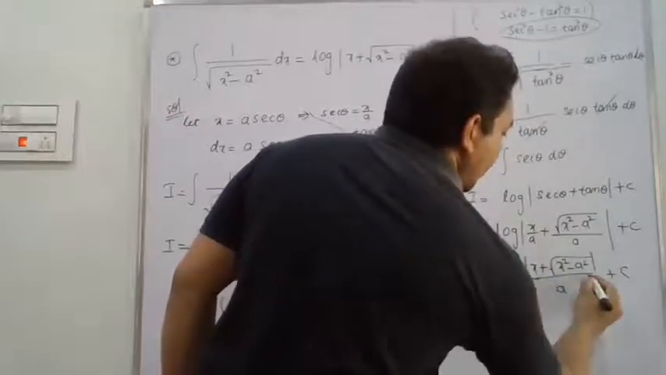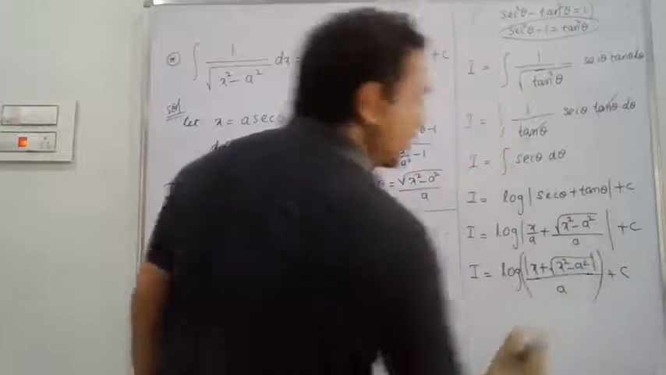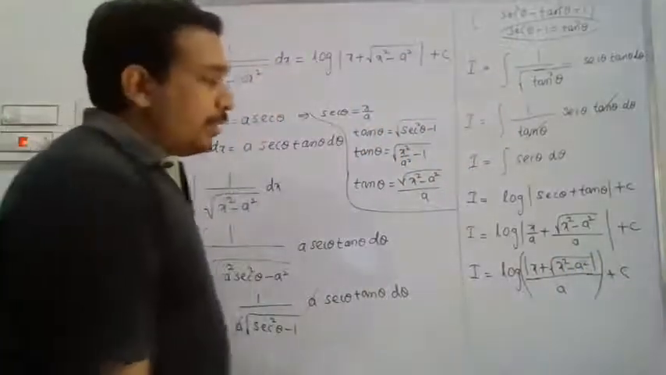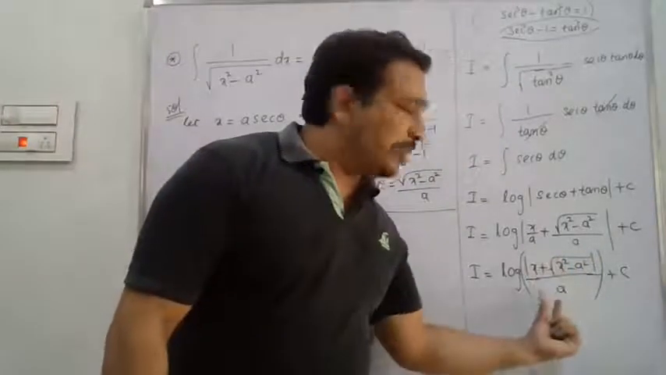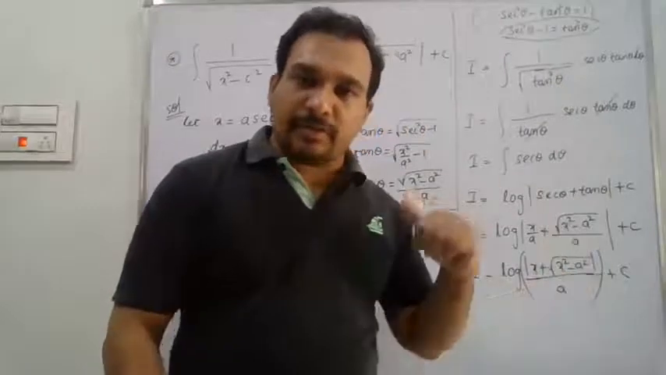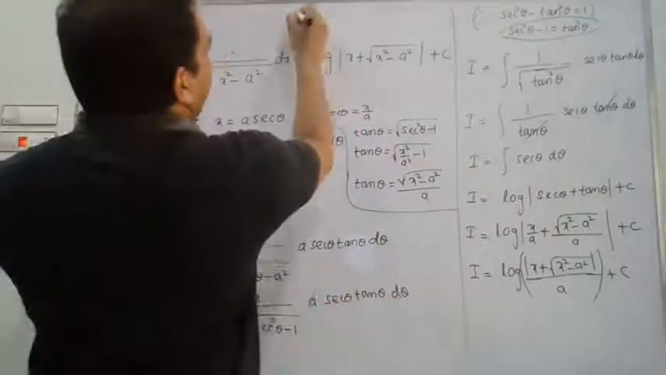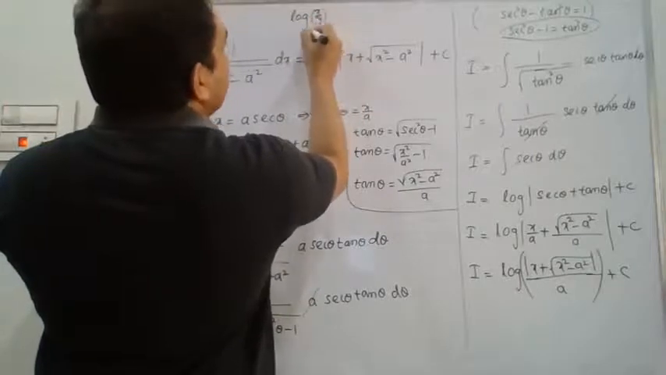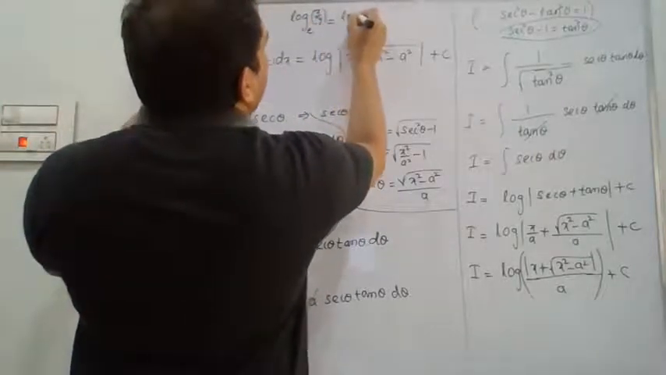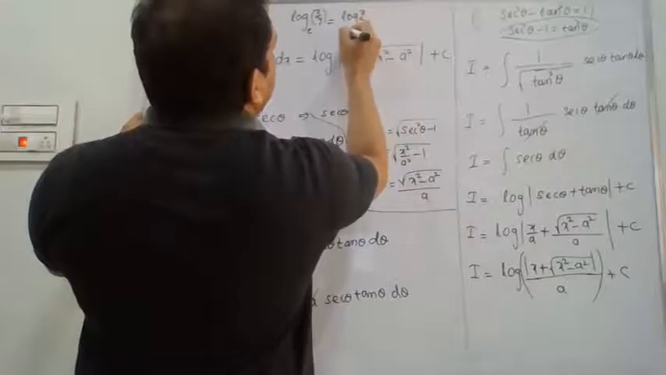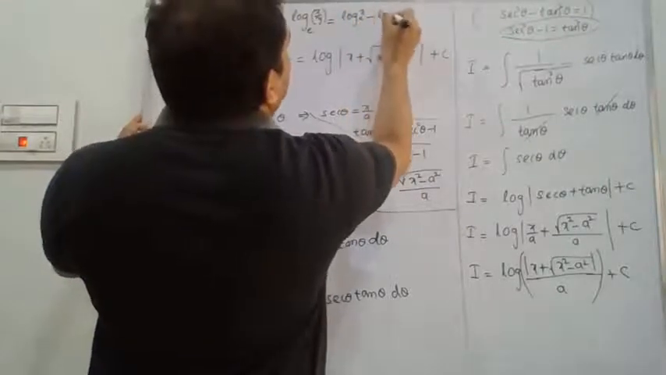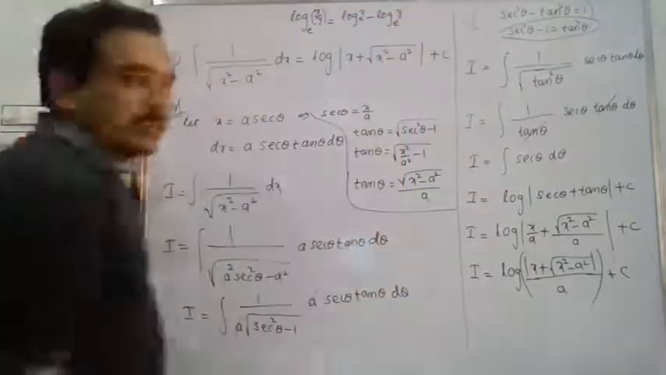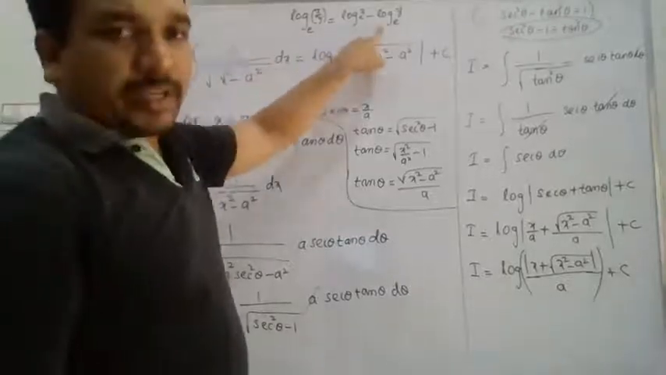By a constant. This is totally inside the logarithm. But already we know that log of x by y can be written as log x minus log y. We should know that formula also. We have a formula that log x by y base e can be written as log x base e minus log y base e. We can write like this. So log x minus log y we can write.